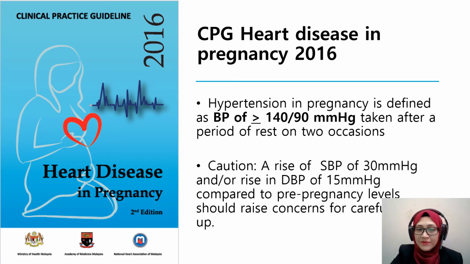the first requirement to be diagnosed as having hypertensive disorders in pregnancy, a rise of systolic blood pressure of 30 millimeter mercury and a rise in the DBP of 15 as compared to pre-pregnancy level should raise a concern for careful follow-up. So we need to carefully monitor them if they have a certain increase in SBP or DBP during pregnancy.